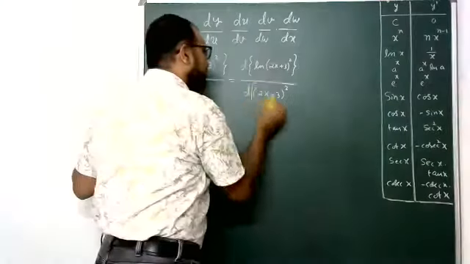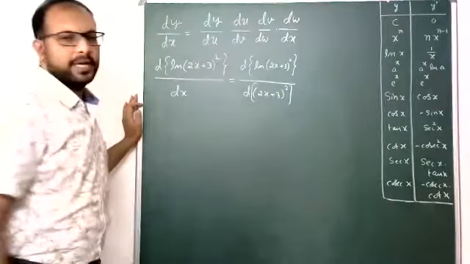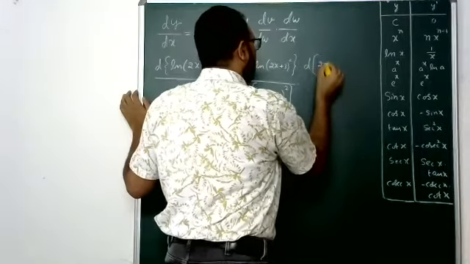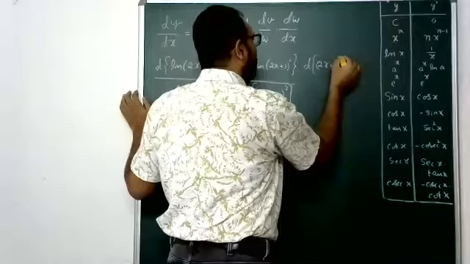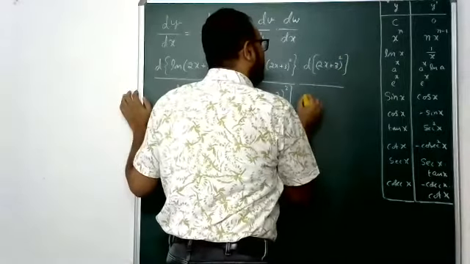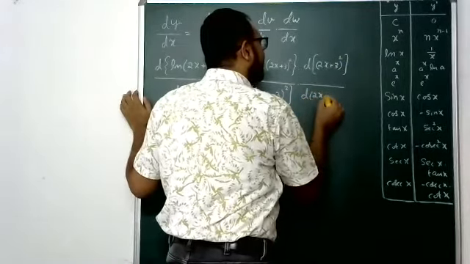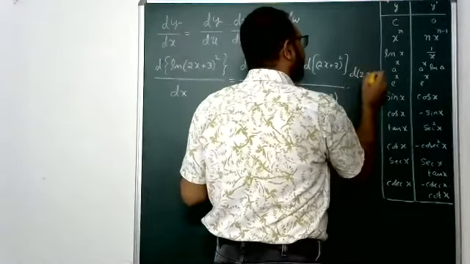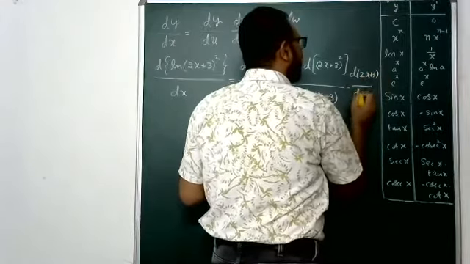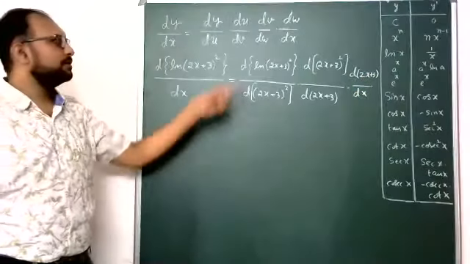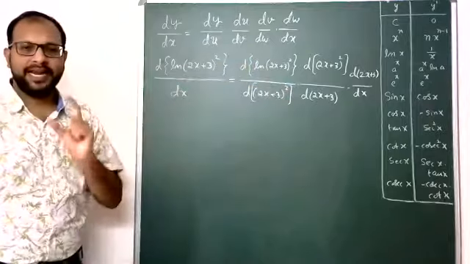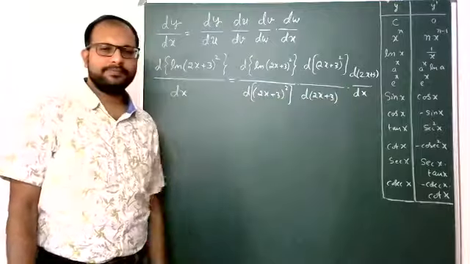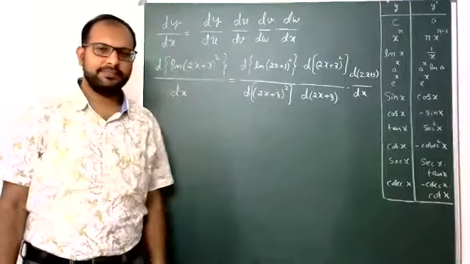So derivative of this into derivative of (2x plus 3) whole square with respect to 2x plus 3, into derivative of 2x plus 3 with respect to x. See here now, 3 links are used in the chain. Previously 2 links examples over, now 3. 1, 2, 3.